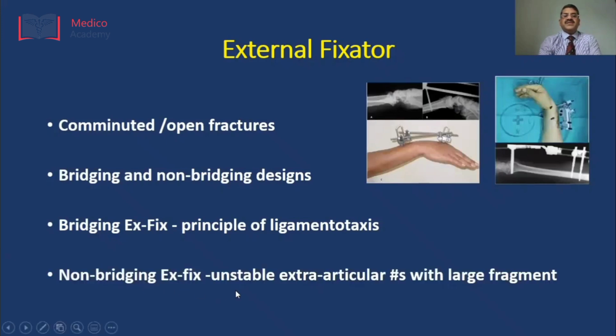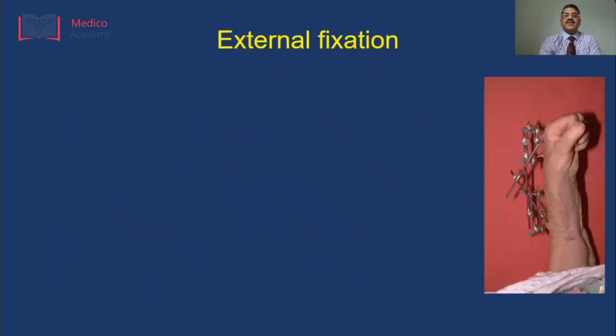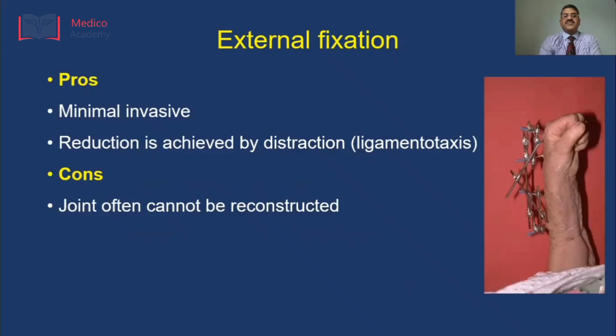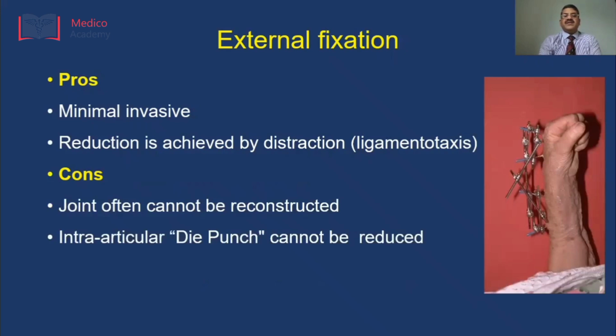The non-bridging X-fix is useful only when there are extra-articular unstable fractures with a large distal fragment, so you don't need to cross the joint. So non-bridging X-fix has been popularized by Margaret McQueen from Edinburgh. The pros of external fixation: they are minimally invasive. Reduction is achieved by distraction and ligamentotaxis. And the cons are: the joint often cannot be reconstructed, an intra-articular die-punch fracture cannot be reduced, and it is difficult to initiate early motion.